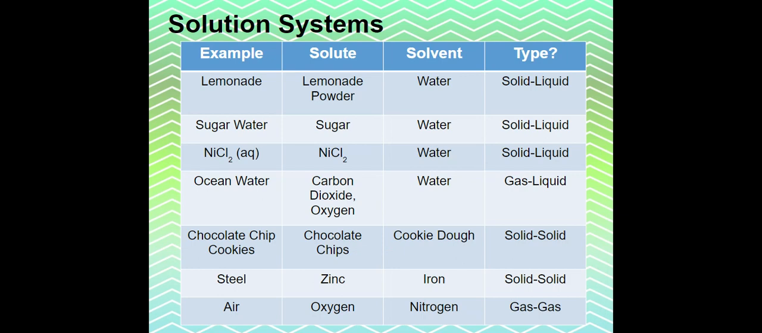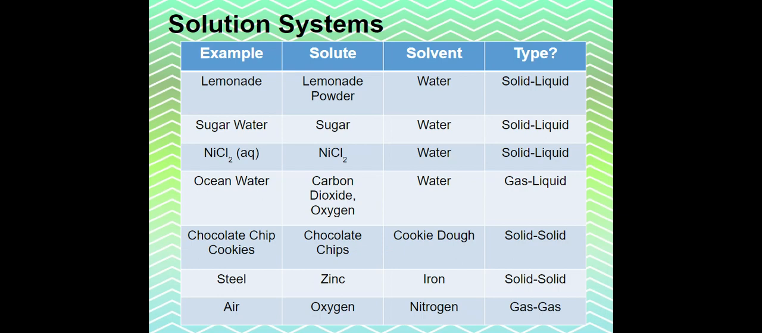Ocean water is a gas liquid solution system because there's a lot of water in the ocean, obviously. And so the solvent then is water. But what's in the ocean? Carbon dioxide, oxygen, other gases. And so that's an example of a gas liquid because the gases are basically dissolved in the ocean water. An example of a solid-solid system is a chocolate chip cookie because you have your chocolate chips basically embedded or dissolved in your cookie dough. So since both of those are solids, you call those a solid-solid solution.